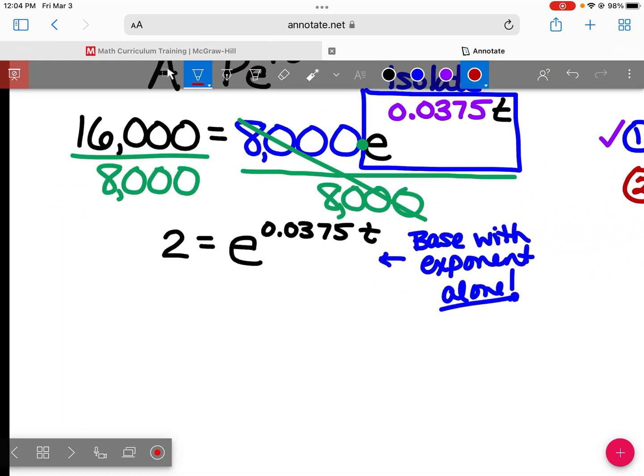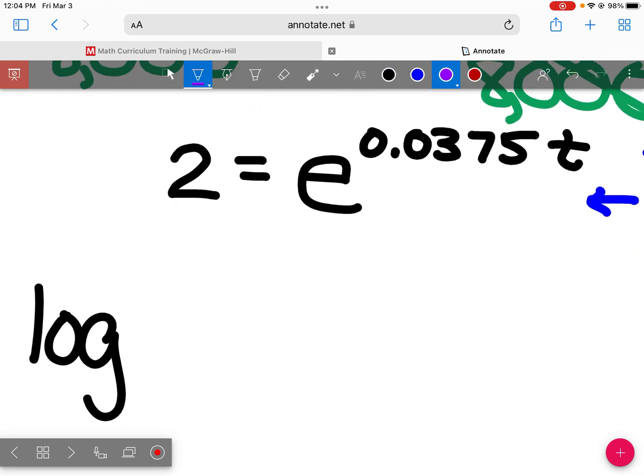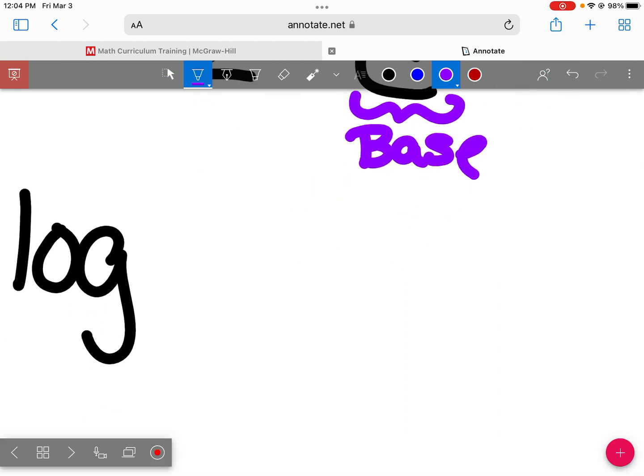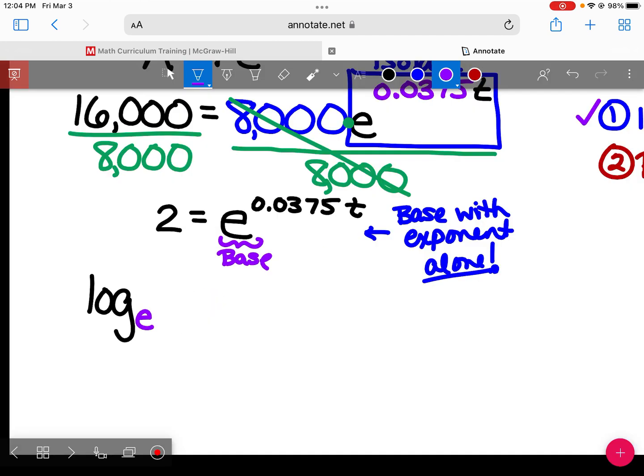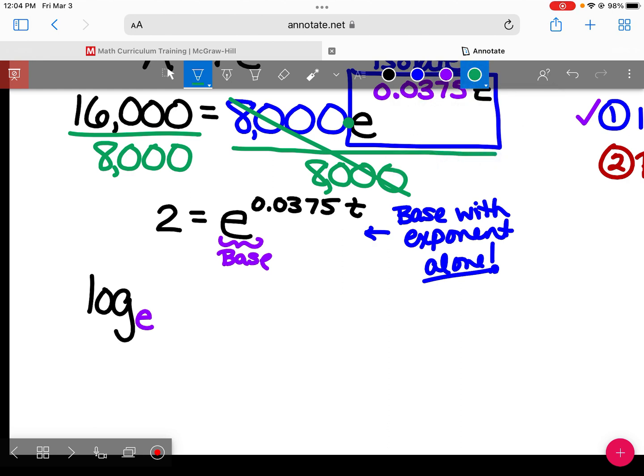So if I'm going to rewrite this in log form, what does it have to start with? Log, L-O-G. What would come after the G? E, our base. So log base E. What would come after the E? What comes after log and the base? What do we call the piece that comes next?